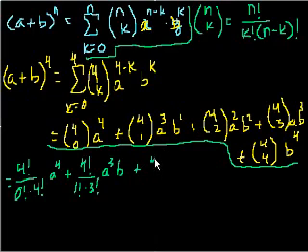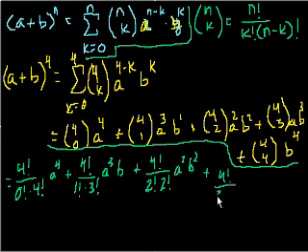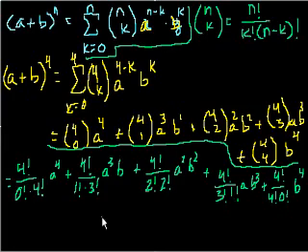plus 4 choose 2, that's 4 factorial over 2 factorial times 2 factorial, right? 4 minus 2 is 2. A squared b squared plus 4 choose 3, that's 4 factorial over 3 factorial times 1 factorial, since 4 minus 3 is 1. A b cubed, and then 4 choose 4, that's plus 4 factorial over 4 factorial times 0 factorial b to the fourth. And notice, this coefficient is the same as that coefficient, this coefficient is the same as this coefficient, and then this one's in the middle.